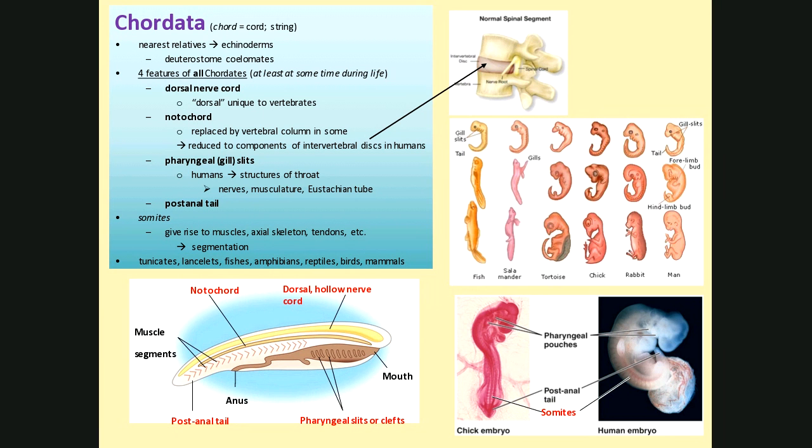So all chordates, and in parentheses, read that very carefully, at least at some time during their life, all chordates have a dorsal nerve cord. I say dorsal because that's unique to vertebrates. Remember when we were talking about the worms, they have a ventral nerve cord. That's why we know we didn't come from the worms.